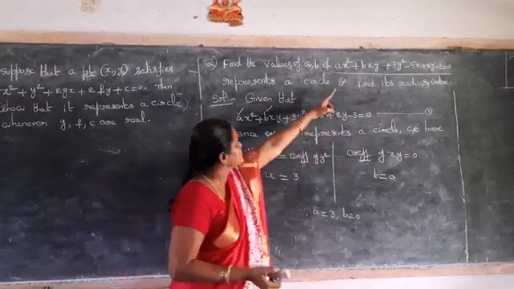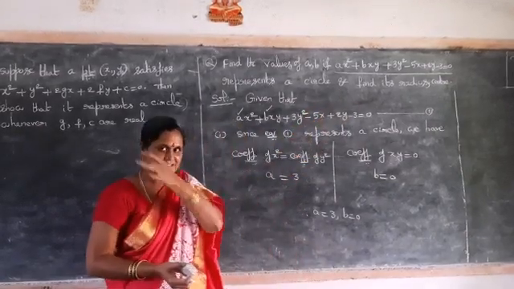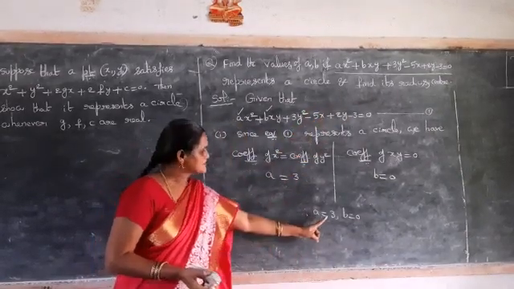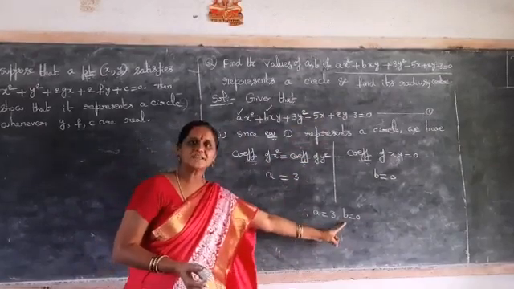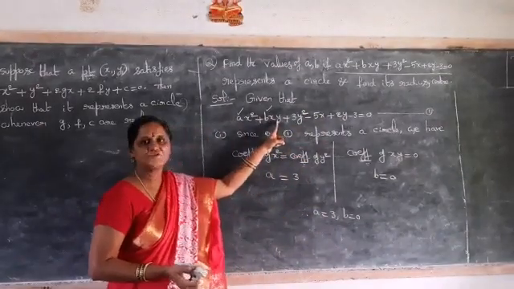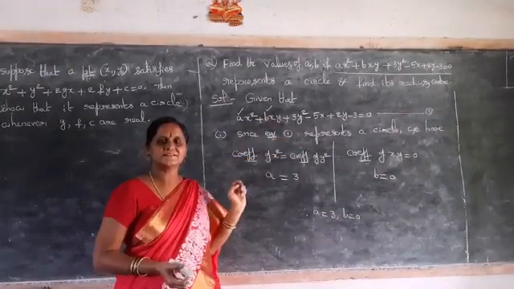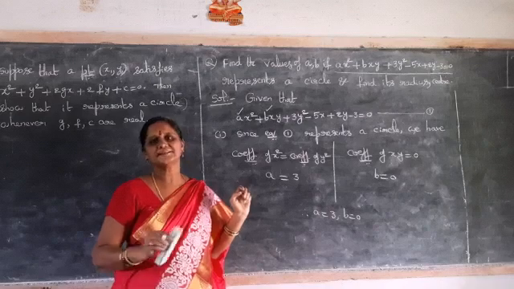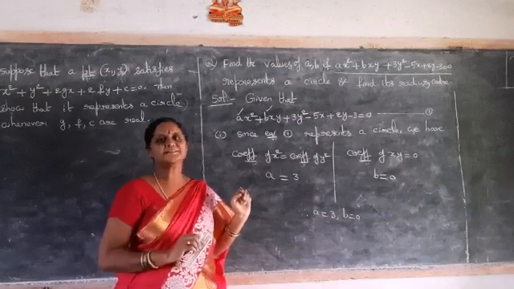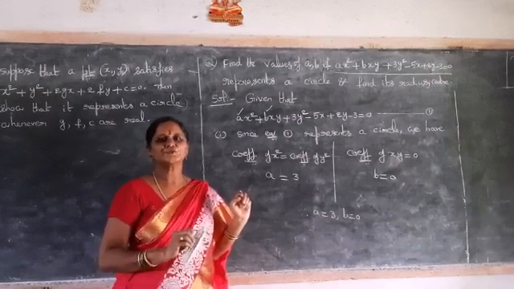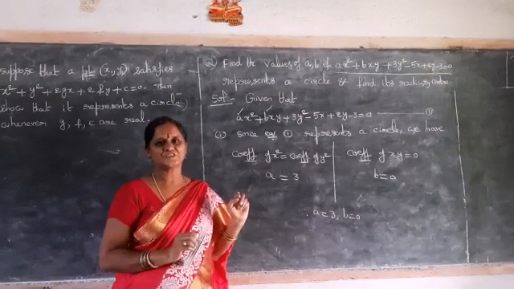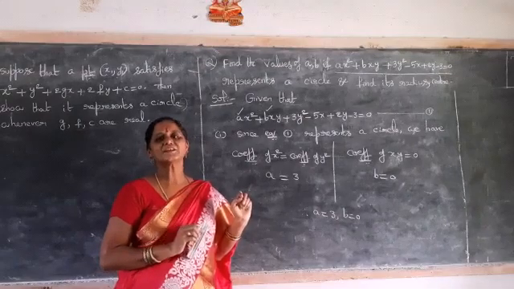Next, you have to find the center and radius. That is, first you substitute a is equal to 3, b is equal to 0 in equation 1. Next, you divide this equation with 3, and then you find g, f and c, and then you find the center, comma radius. So that is the procedure of the second question, which is the homework problem.